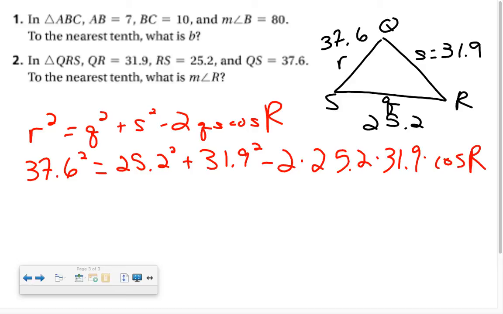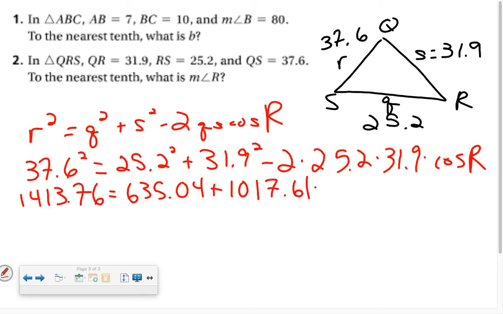Okay, so simplifying, 37.6 squared, 1413.76, equals 635.04 plus 1017.61 minus 2 times 25.2 times 31.9. That is 1626.9 times the cosine of r.